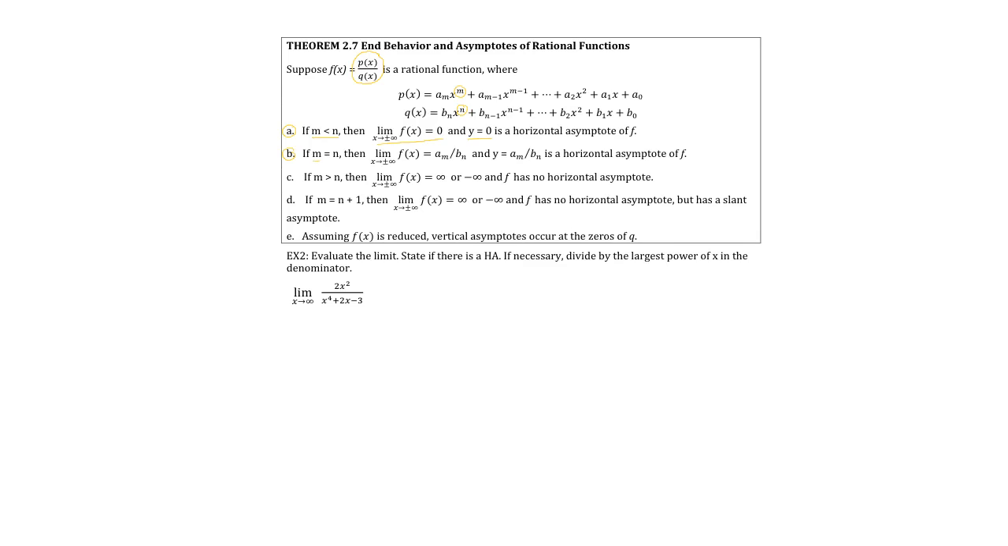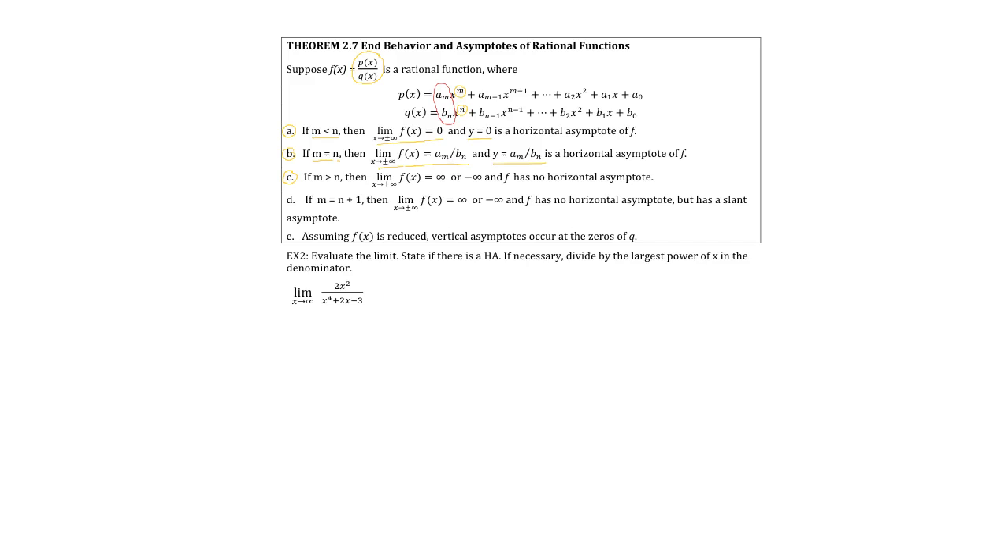B says if they're the same, then when you take the limit as you go to negative and positive infinity, it's just going to equal the fraction of these leading coefficients, a sub n and b sub n. And that's what your horizontal asymptote would be, that fraction.